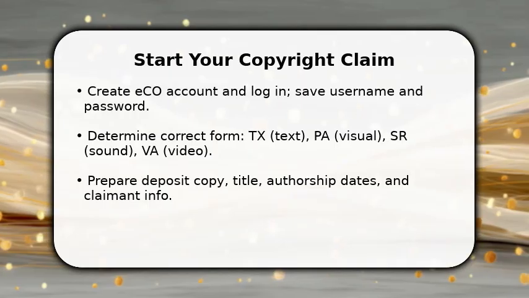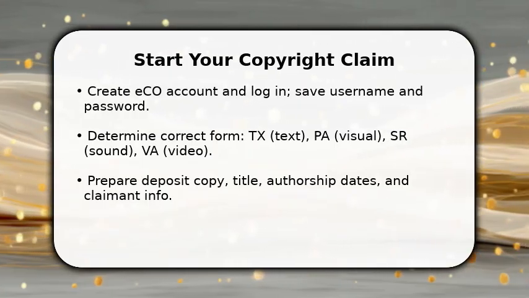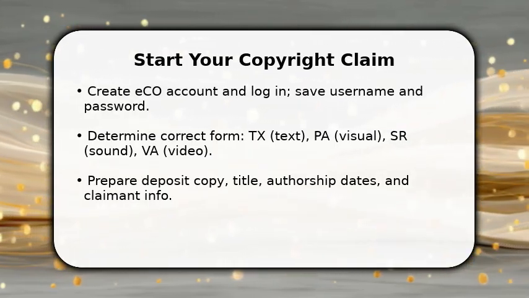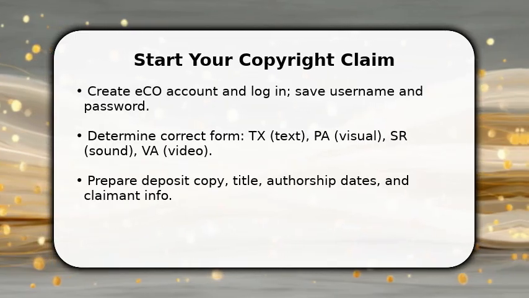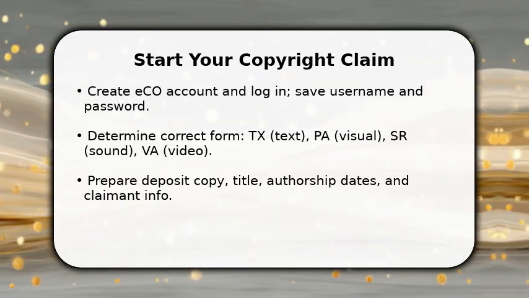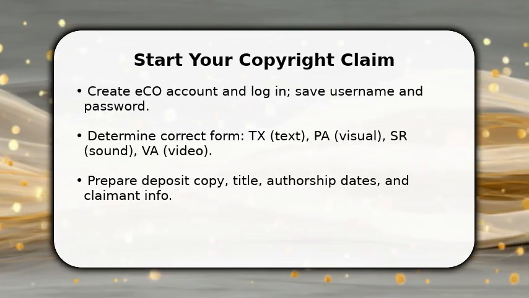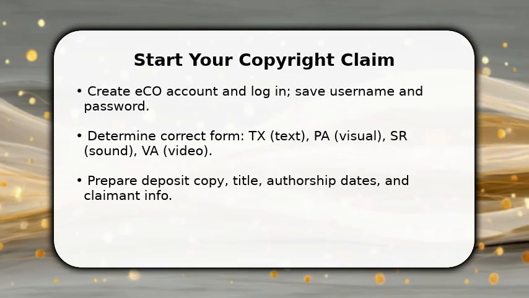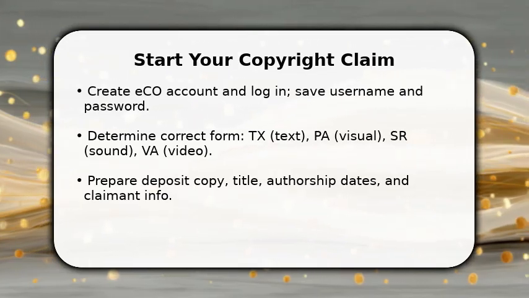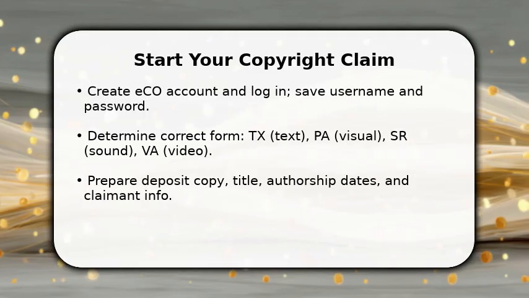You start by taking immediate action. Create an ECO account and begin a new claim for your work. Enter the work title, year of completion, and list each author with their contribution. This establishes who owns what. Choose the correct form type, TX, PA, SR, VA, because that determines deposit specs.